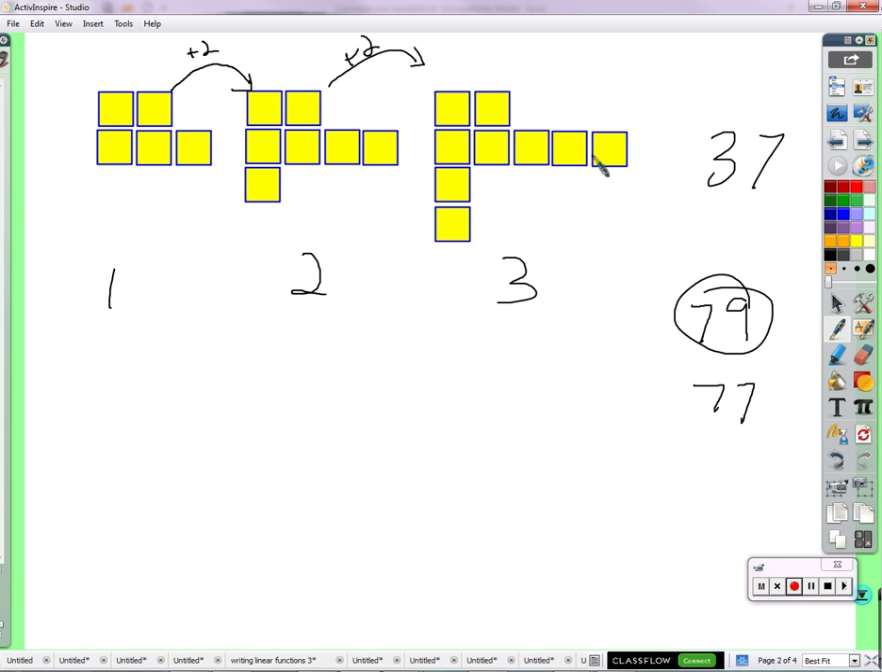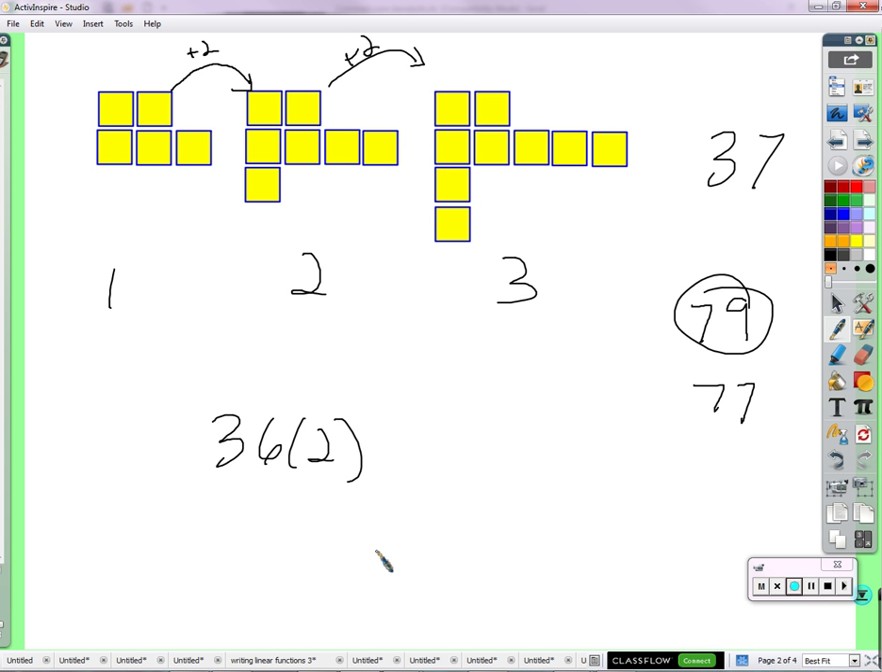How many times would I go up to get from figure 1 to figure 37? 36. 36 times. Not 37 times. 36 times. So how many times are we going to add on 2? 36. Now, how do I add up 36 twos really quickly? That's a multiplication problem. 36 times 2.